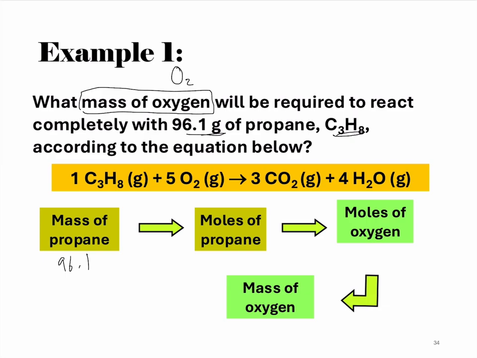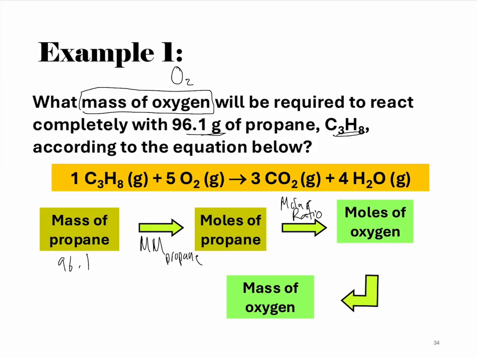Molar mass, right? We have the molar mass, and that's the molar mass of what? Propane. It sounds like there's a baby outside. And then to go from moles of propane to moles of oxygen, how do we go from moles to moles? Molar ratio. And where do we get the molar ratio from? The coefficients of our balanced chemical equation, right? That gives us moles of oxygen.